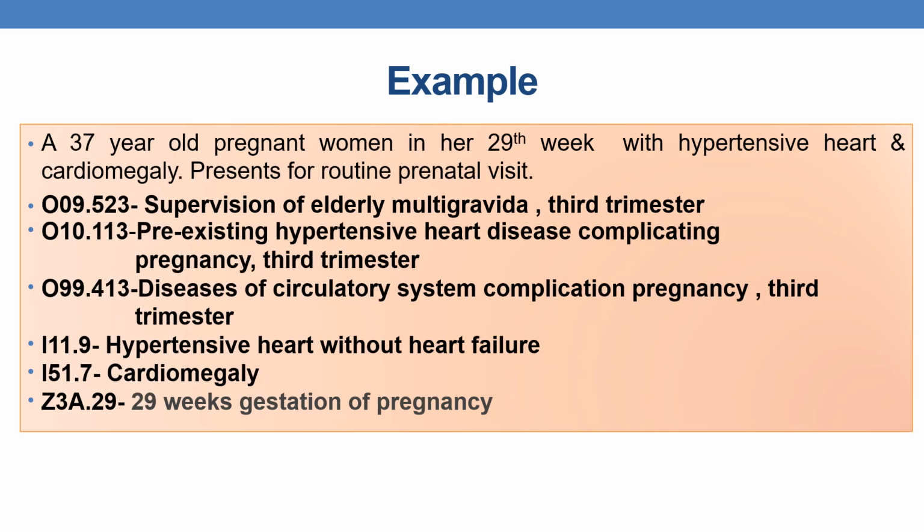Now coming to next example, a 37-year-old pregnant woman in her 29th week with hypertensive heart and cardiomegaly presents for routine prenatal visit. Here the age is greater than 35 years. So it is a high risk pregnancy. The first code or PDX must be from the category O09. O09.523, supervision of elderly multigravida third trimester. 29 weeks means third trimester. From 28th week onwards till delivery it is third trimester.